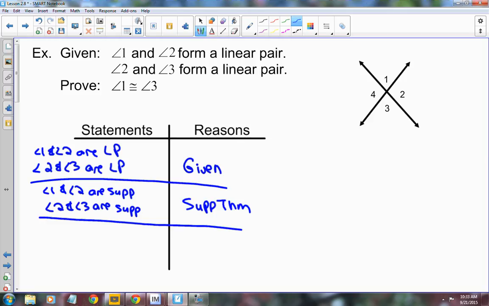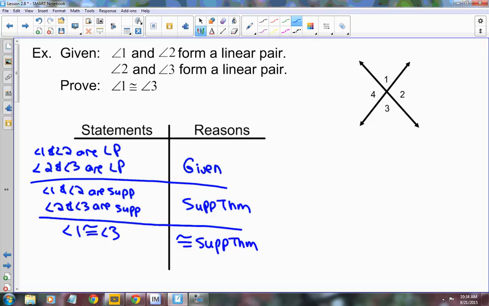Well, if 1 and 2 are supplementary and 2 and 3 are supplementary, we can say that angle 1 is congruent to angle 3, can't we? What reason? Everybody always tries to use transitive, but transitive is 3 congruent steps. This is a supplementary step and then a congruent step, so it's not transitive. Remember, I told you that it's a theorem that everybody forgets about, and you need to put a star by it. Congruent supplement theorem. If you have 2 angles that are supplementary to the same angle, then those 2 angles are congruent to each other. So that is the congruent supplement theorem.